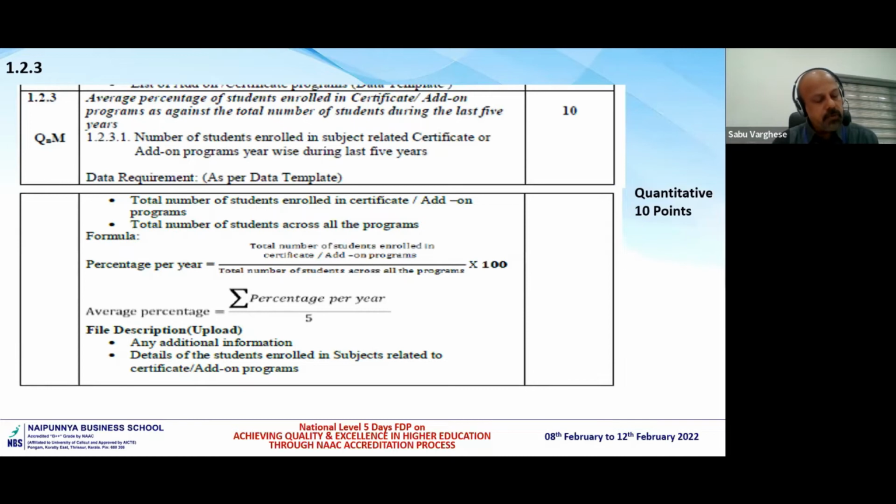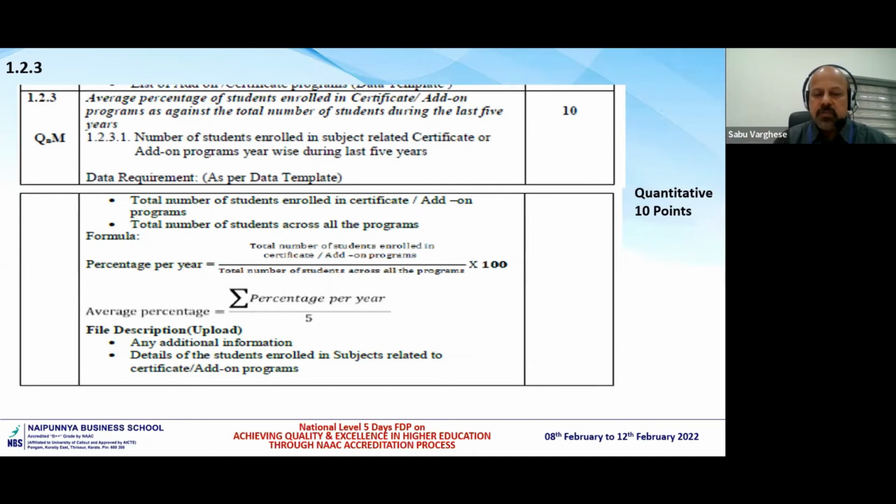And 1.2.3 is the next metric. This is also quantitative, QnM, 10 points. Average percentage of students enrolled in certificate programs as against the total number of students during the last 5 years. There is a data template, and we use the data template.